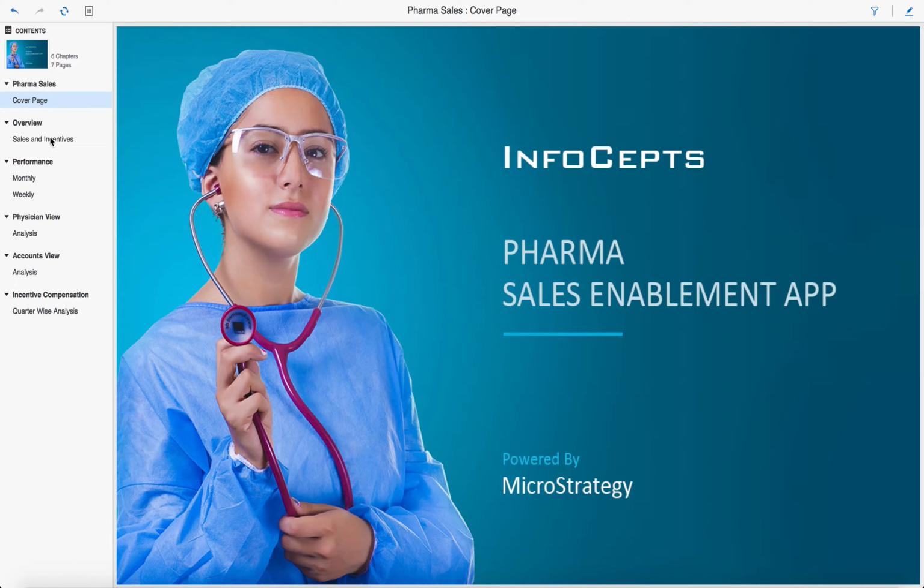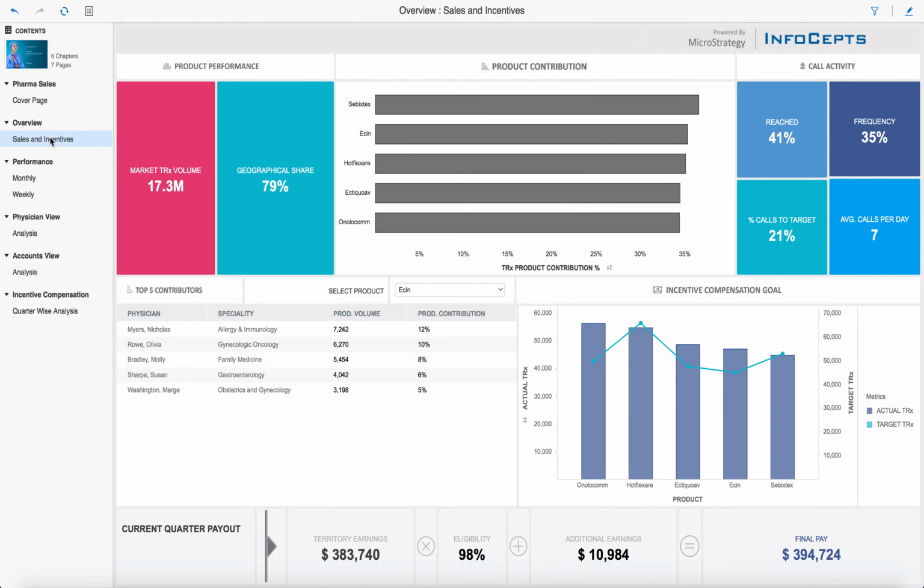We begin with an overview of sales and incentives information, where on this page we provide a high-level view. We like the fact that this can be very visually appealing, where the first thing that might drive your eye towards the top left corner is the product performance and the colors that are available for you to use in your visualizations.